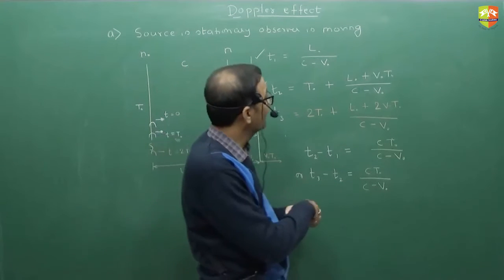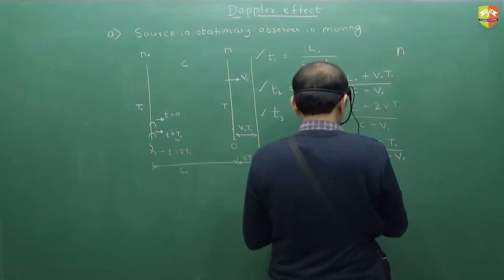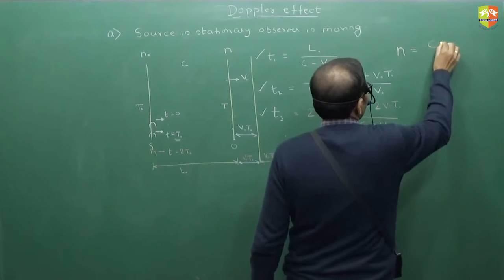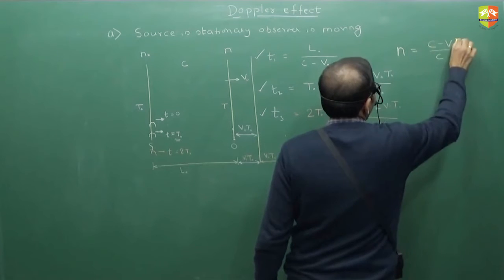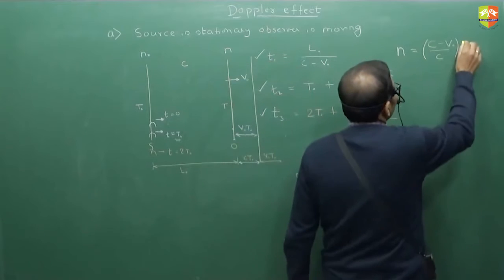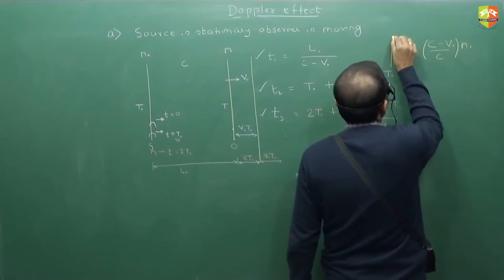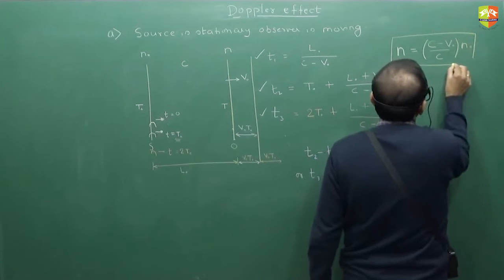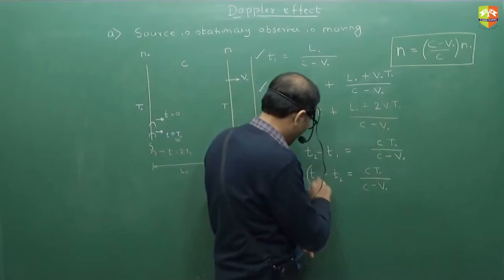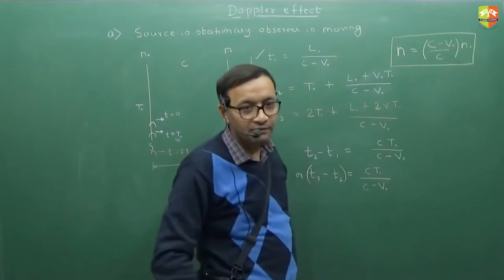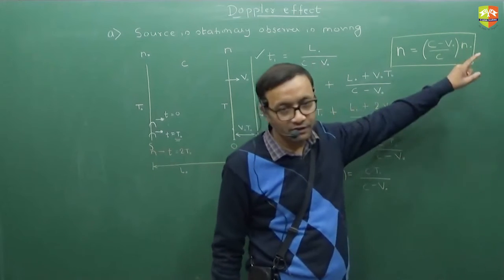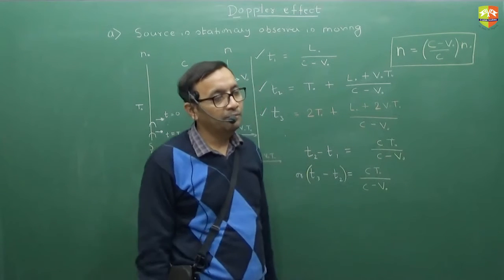So the frequency N will be equal to the inverse of this, C minus V naught by C times 1 by t naught. 1 by t naught is what? The original frequency, N naught. So this is what the observer will hear. How do you get that? Inverse of the time period is frequency. So invert it, and 1 by t naught will come, and 1 by t naught is the original frequency. t naught is the original time period of the pulse.